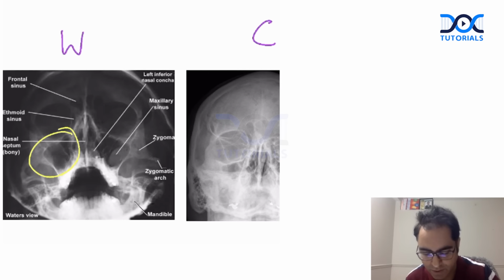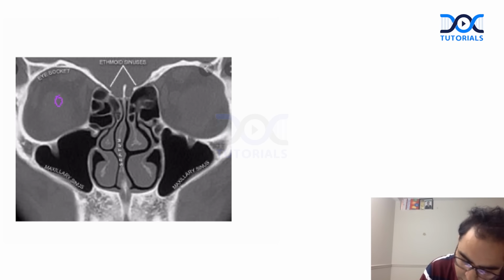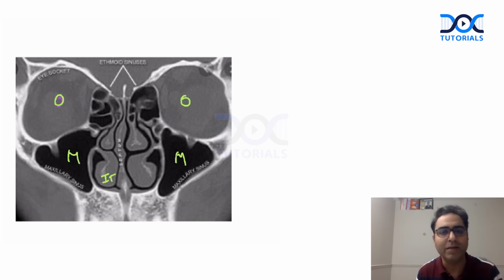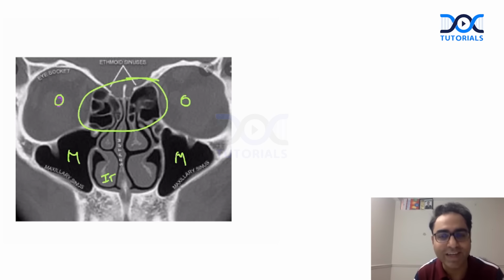Okay, fine. Carefully. CT scan. They can ask you CT scan also. This O for orbit. Okay, O for orbit. And right below the orbit, which sinus is there? M, maxillary sinus. What is this turbinate? IT, inferior turbinate. What are these cells between the two orbits? Ethmoid. Very good, ethmoid. So these are ethmoid air cells.